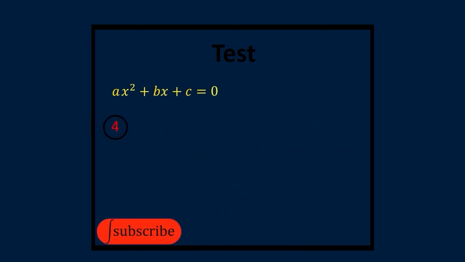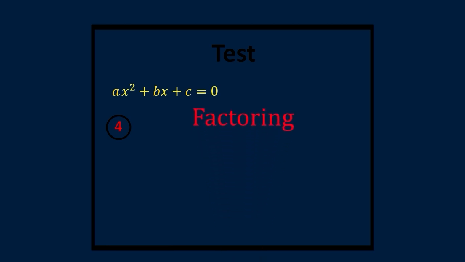Let's move on to the next method, which is called factoring. This method is mostly used for equations where a equals 1. In this method, we try to find two numbers that, if we add them up, become b, and if we multiply them together, become c.